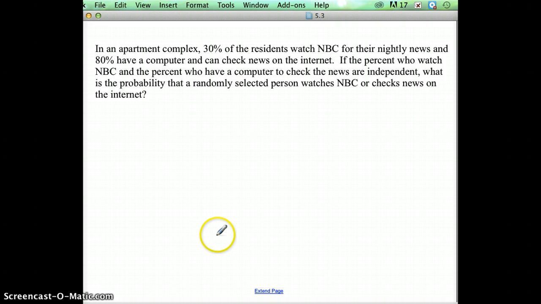This will be, I think, our last question. Yep, our last question. In an apartment complex, 30% of the residents watch NBC for their nightly news. Okay, so the probability of NBC is 0.30. It's a B. And 80% have a computer and can check the news on the internet. Okay, so the probability of getting their news off the internet is 0.80.